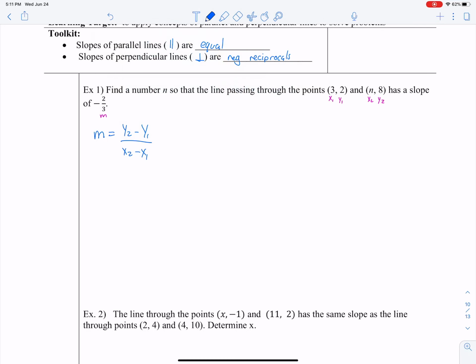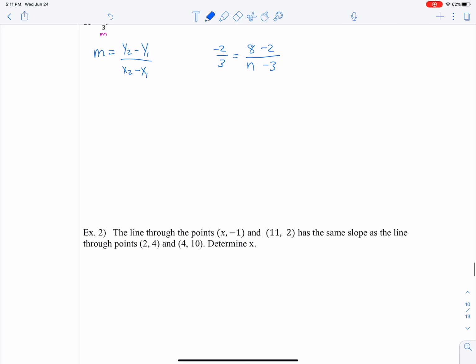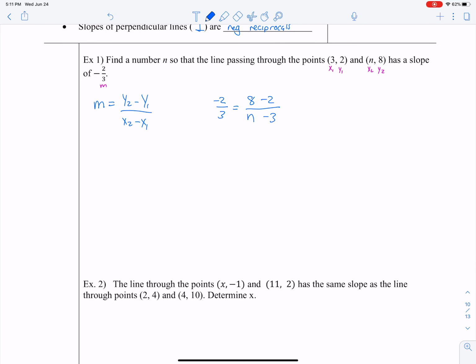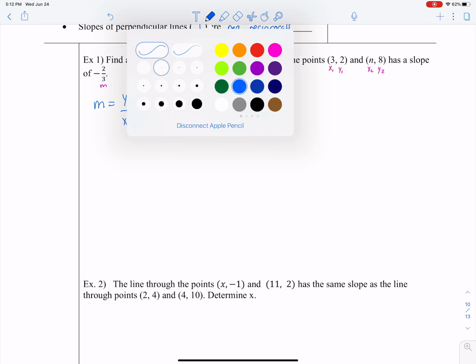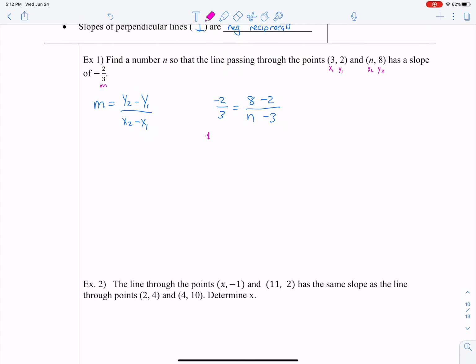So we know that our m is negative 2/3. Our y2 is 8. Our y1 is 2. Our x2, now this is our n, so we'll just write an n here. And then our x1 is 3. Okay. So this first step, you just write the information into the formula. Next step, this is something a little bit different. We're going to cross multiply.